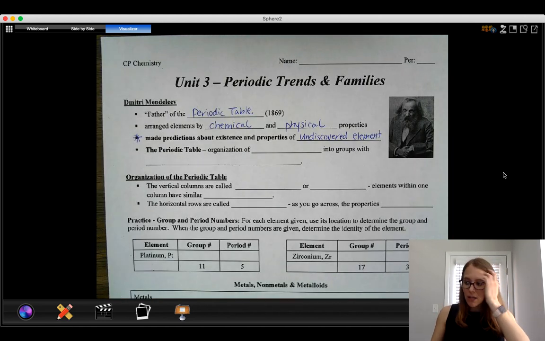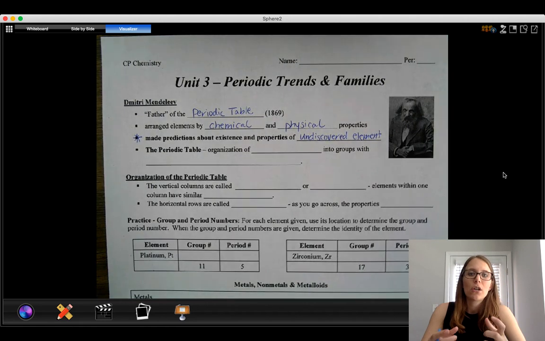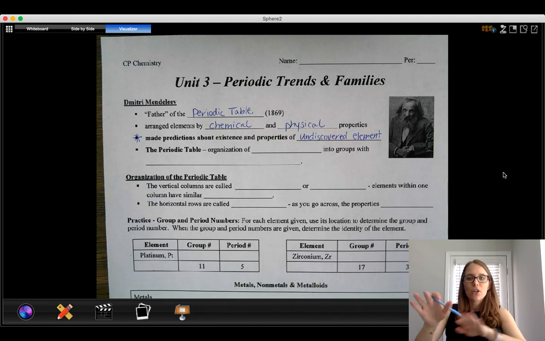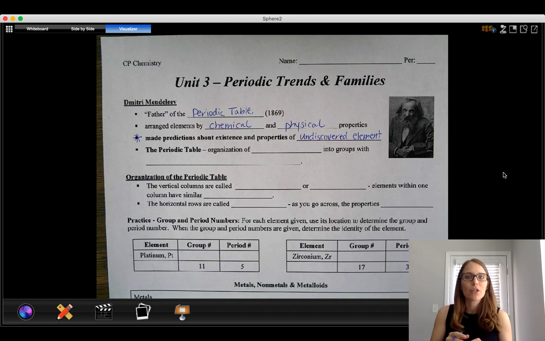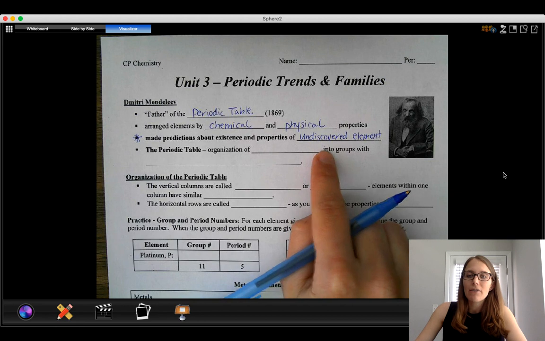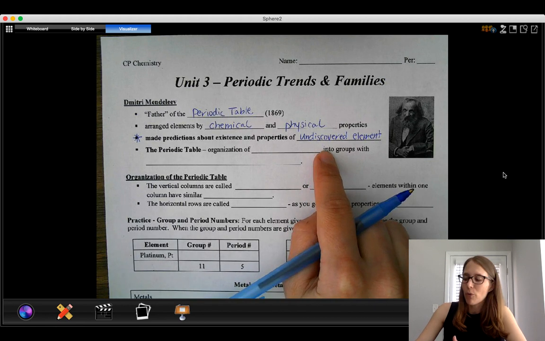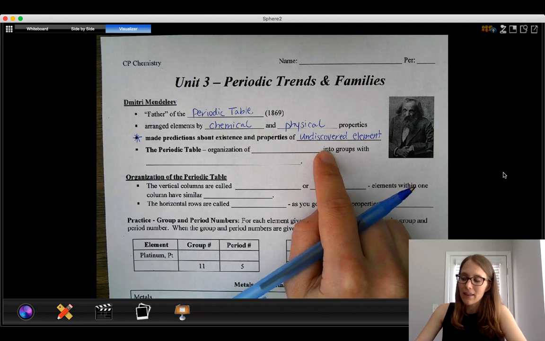So picture this. It's almost like he took the different known elements at the time, he wrote information about them on Post-its, and then he started moving them around to try to group them, and he basically said, there's something missing. There's something that belongs right here, but I don't have a Post-it for it. And so he left a space in the periodic table for those elements. And he didn't just leave it empty. He said, based on the patterns I'm seeing, this undiscovered element will look like this. It will behave like this.